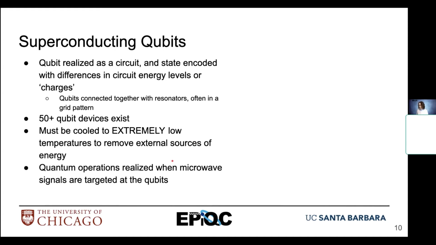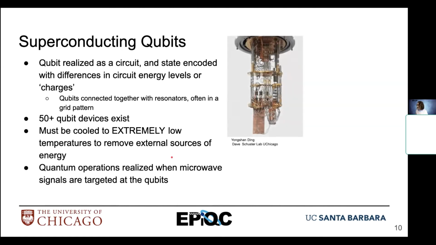So with these superconducting qubits, we have quantum operations that are realized when microwave signals are targeted at those qubits. So we have a qubit, and we not only need to have a way to measure it, we need to have a way to actually be able to implement operations. So these quantum operations are realized with microwave signals. So we just point a microwave signal at that qubit's resonator and use it to evolve it into different qubit states.